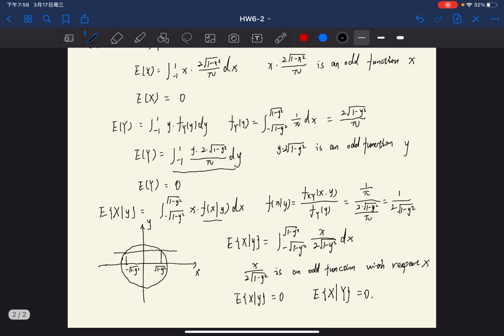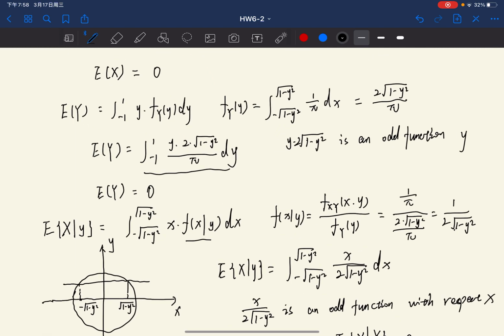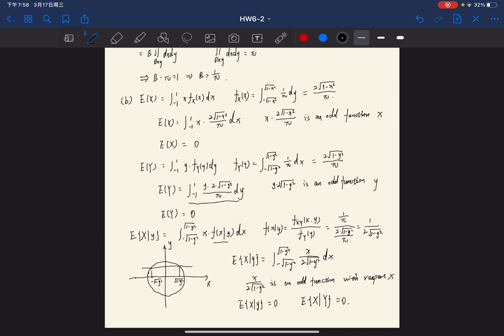And also we can write the expectation of X given Y equals 0, because for every y the expectation of this equals 0, so this part also equals 0.